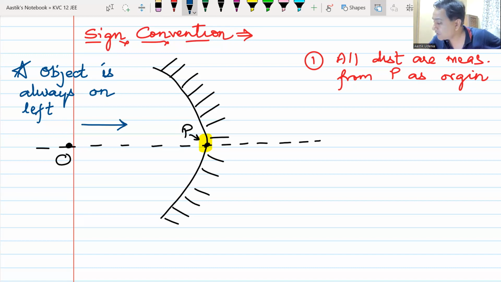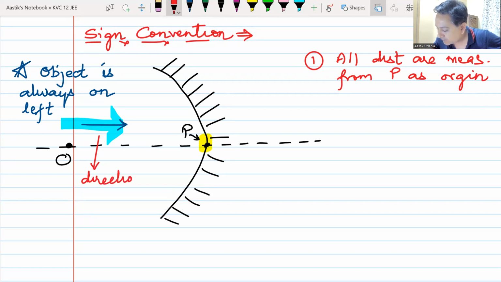This is the direction of incident ray. The blue arrow is the direction of incident ray. Do we understand this? This is the direction of incident ray or direction of light ray.